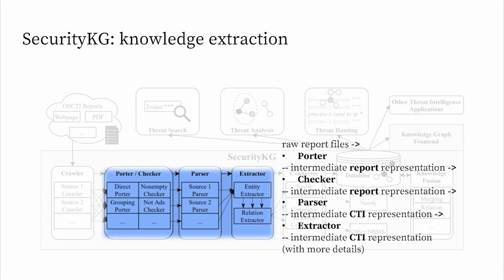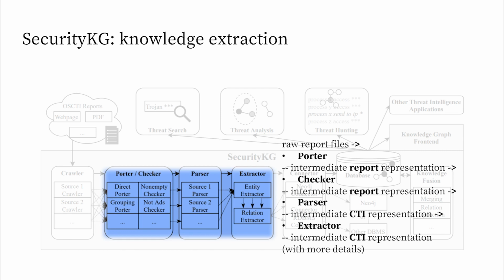Now, we describe the steps inside the processing stage that extract security knowledge from the collected OSCTI report files. The porters take the input report files and convert them into intermediate report representations. They group multi-page reports and add metadata like IDs, sources, titles, original file locations, and timestamps. The checkers work as filters on the list of intermediate report representations. They screen out irrelevant reports like empty pages or ads by running conditional checks.